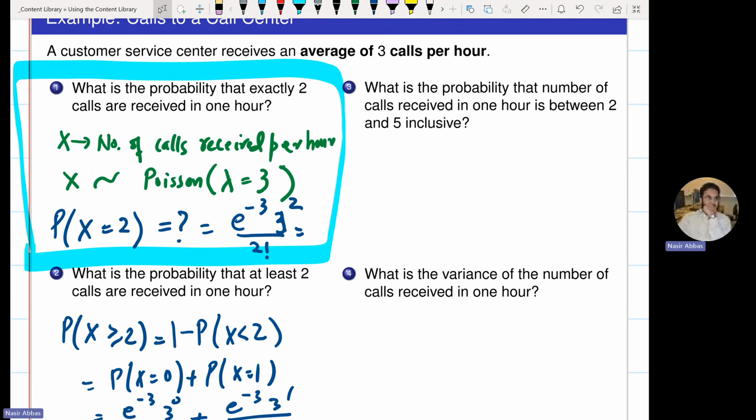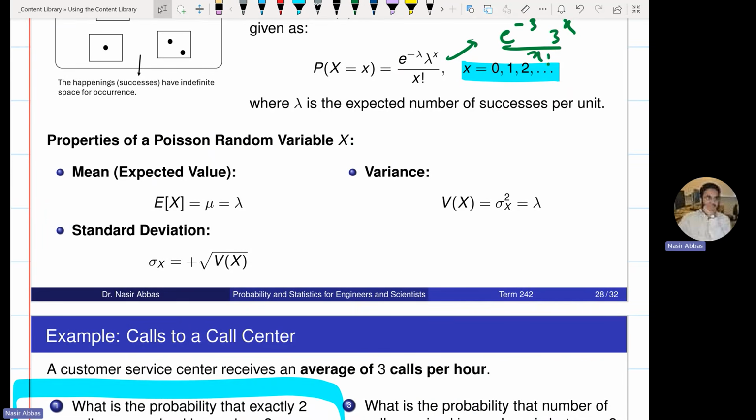Next question 3. What is the probability that the number of calls received in 1 hour is between 2 and 5? So between 2 and 5 includes? Inclusive. 2, 3, 4, and 5. What is the variance of the number of calls received in 1 hour? Variance, go to the expression and the expression will tell you that the variance for this distribution is the mean. So it's the same 3. If I ask you for standard deviation, square root of 3.